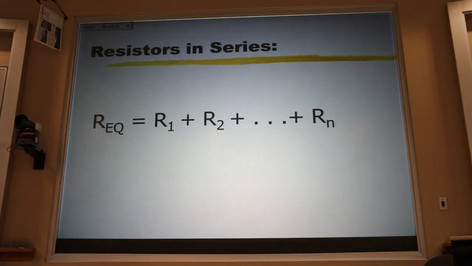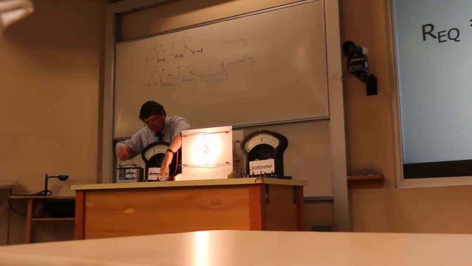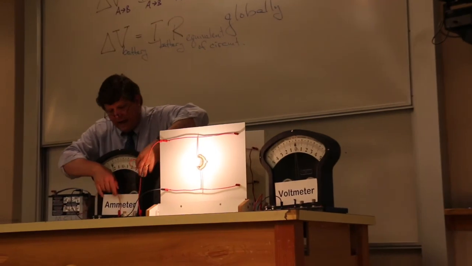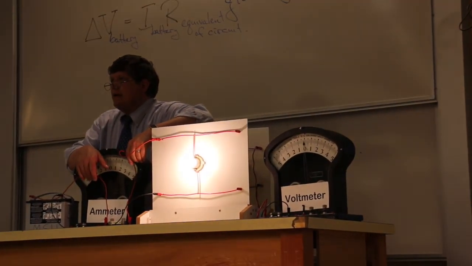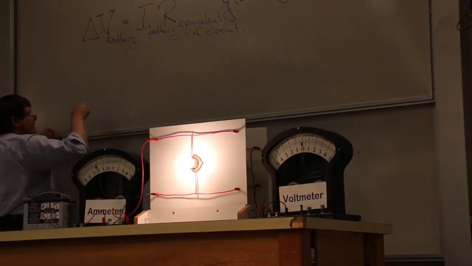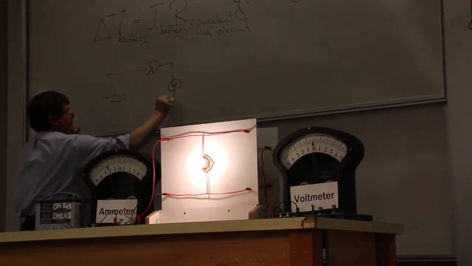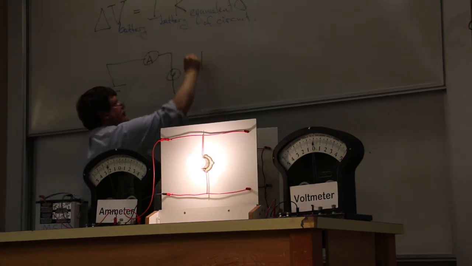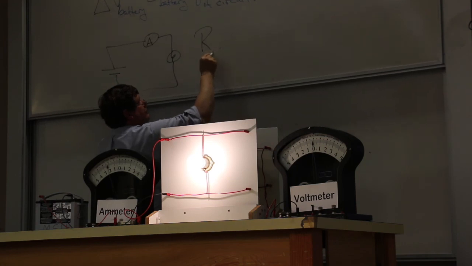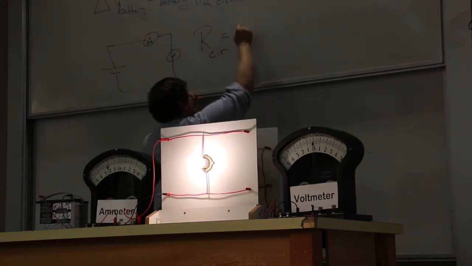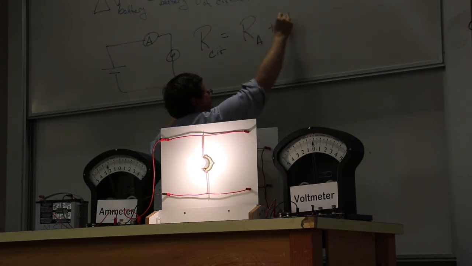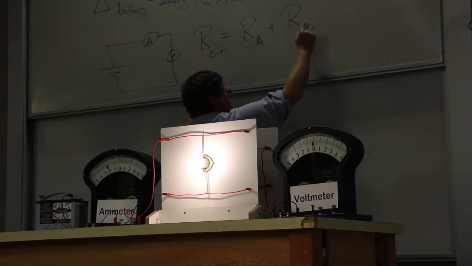Now let's think about the ammeter. Remember, we add the ammeter to the circuit in series. And so if I were to draw this as a circuit diagram, there's my battery, there's my ammeter, there's my bulb, and so the resistance of this circuit would be the resistance of the ammeter plus the resistance of the bulb. Right?